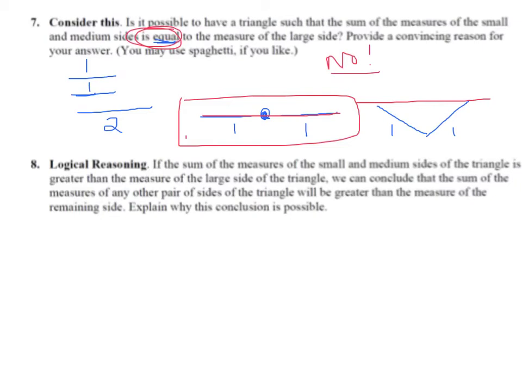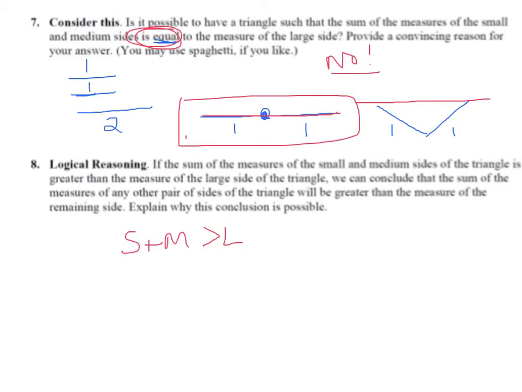For number 8, it does say if the sum of the measure of the small and the medium angle is greater than the measure of the large side, we can conclude that the sum of the measure of any pair of angles will be greater than that of the large side. So what they're saying is if the small plus the medium is greater than the large, then we can conclude that the sum of any two sides would be greater than the third side.